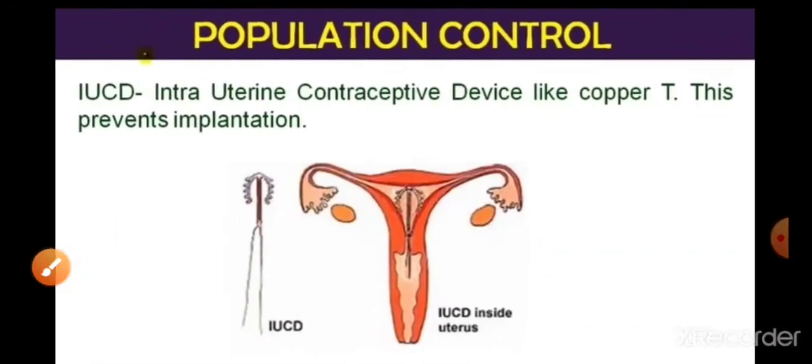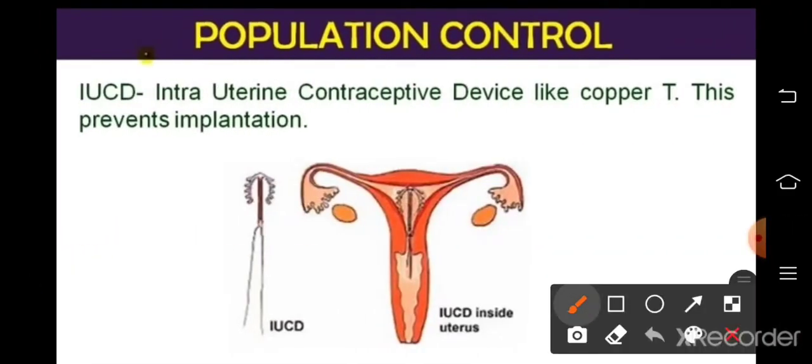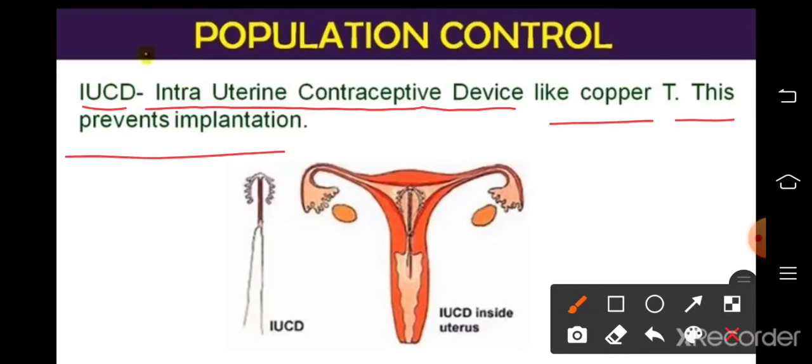And the next thing is IUCD. This is also important for population control. IUCD means intrauterine contraceptive devices like copper T. This prevents implantation. So you can see that this is the method by which the IUCD is inserted into the vaginal tract, and it prevents implantation and controls the population.